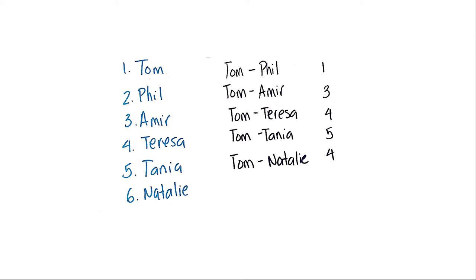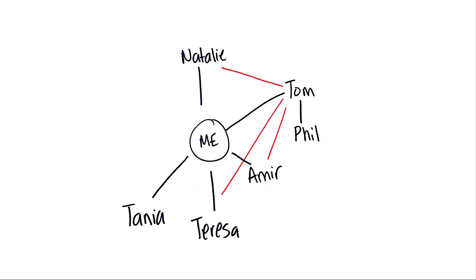So I've listed only the first set of relationships here. I've listed Tom, Phil, Amir, Teresa, Tanya, Natalie. And then I've said the relationship between Tom and Phil, they don't really know each other. It's a 1. Between Tom and Amir, it's a 3. Between Tom and Teresa, it's a 4, and so on and so on. And then when I map it out, I would map out myself and my connections to these individuals.